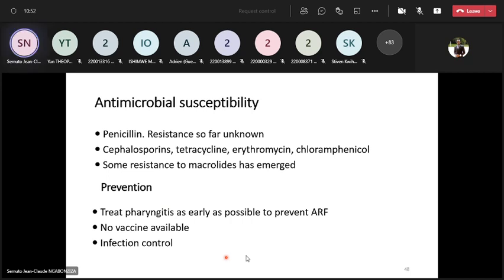So as a treatment, antimicrobial susceptibility, penicillin is the drug of choice. So far, no resistance has been seen with penicillin. Cephalosporin, tetracycline, erythromycin, chloramphenicol can be used, especially in case of internal or spread of infection. Some resistance to macrolides has emerged. Prevention is really to treat pharyngitis, streptococcal pharyngitis, as early as possible to prevent all these immune-mediated diseases. No vaccine available, and infection control measures can be implemented to limit the transmission between patients.